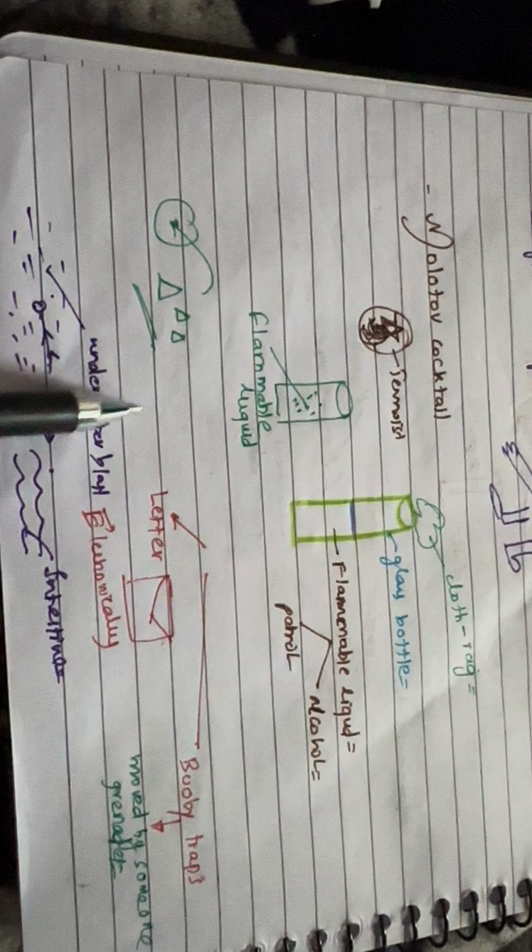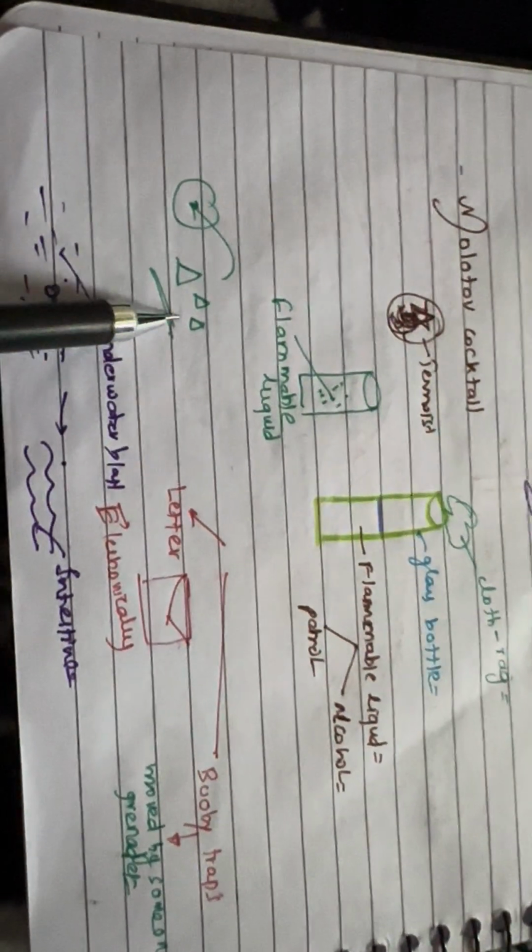Several unlit bottles full of flammable liquid are thrown, and then finally one lit bottle is thrown, which ignites and destroys the large area around the target.